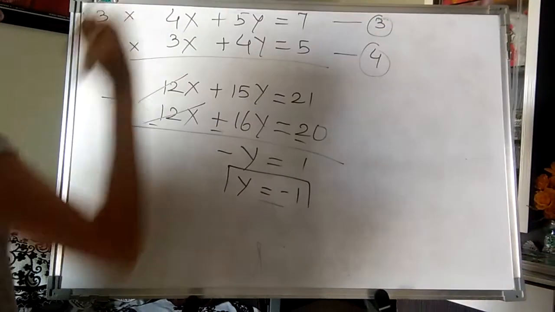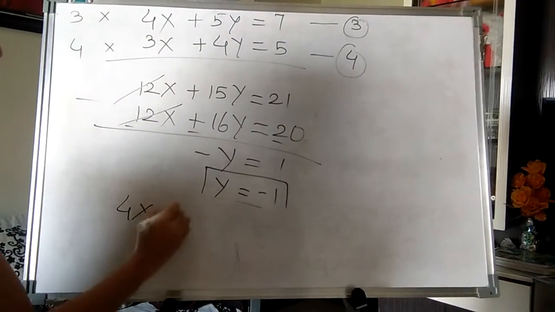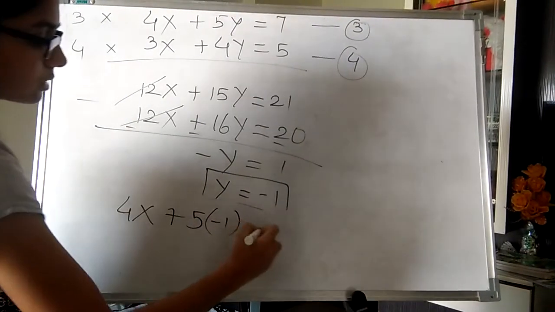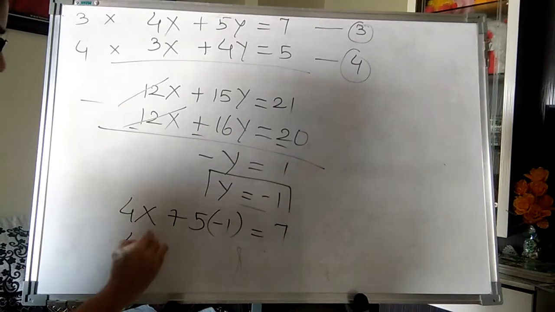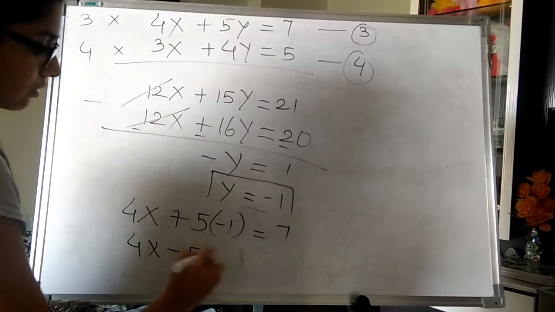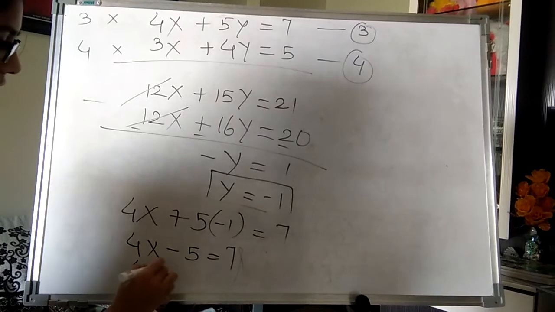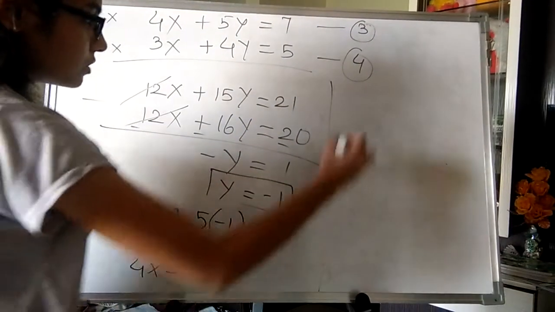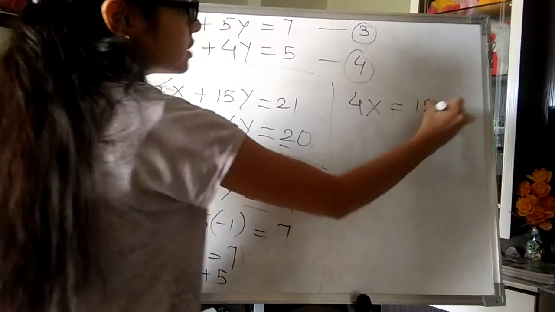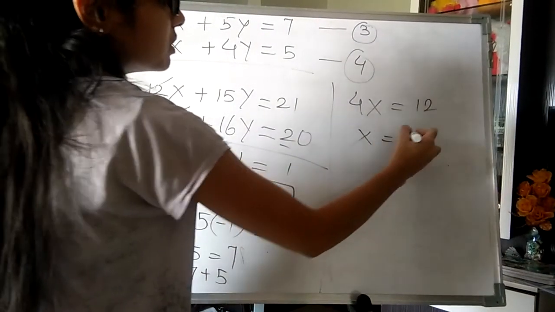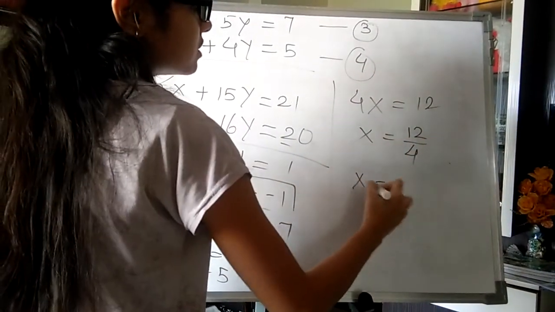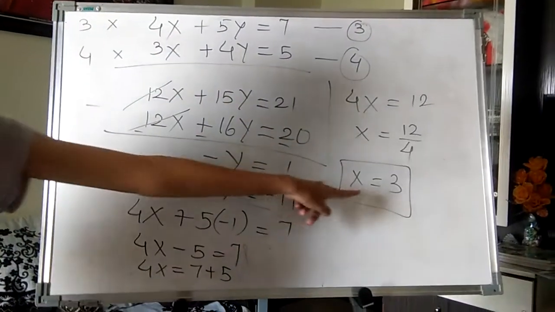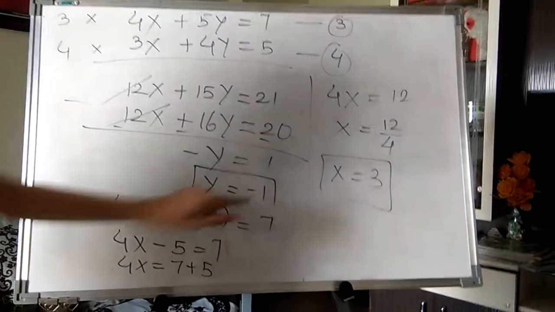So what is your capital X now? I am putting y in equation number 3. So it becomes 4x plus 5y. I am writing the value of y. It is minus 1, so I am giving bracket, is equal to 7. What will be the answer? 4x minus 5 of course is equal to 7. 4x is equal to 7, minus 5 will be shifted there, 7 plus 5. It becomes 4x is equal to 12, x is equal to 12 divided by 4, and so x is 3. So these are the roots of your equation number 3 and 4. Capital X stands for 3, capital Y stands for minus 1.